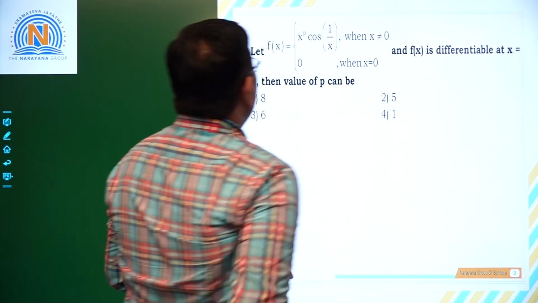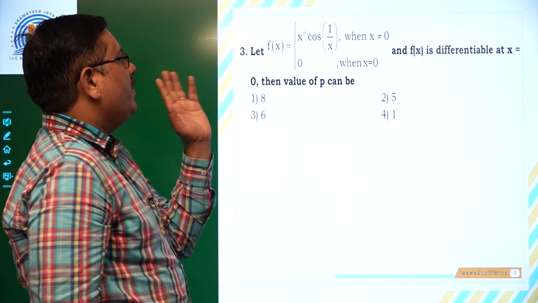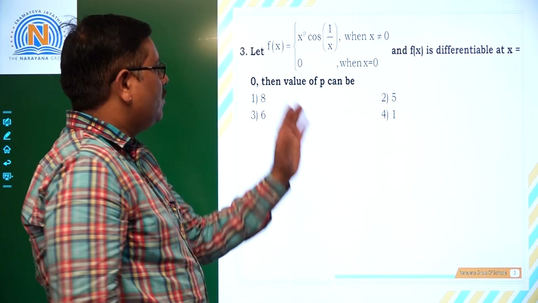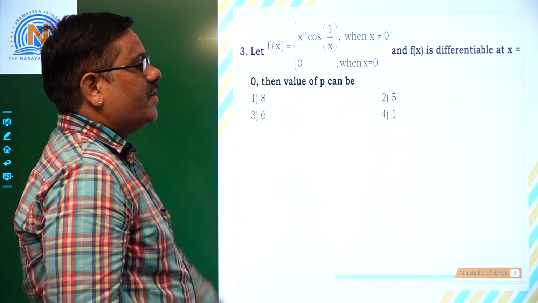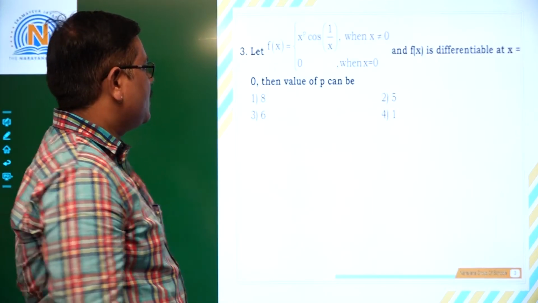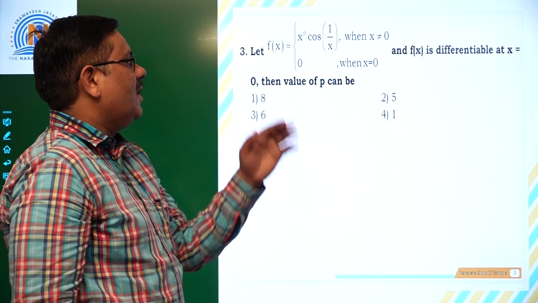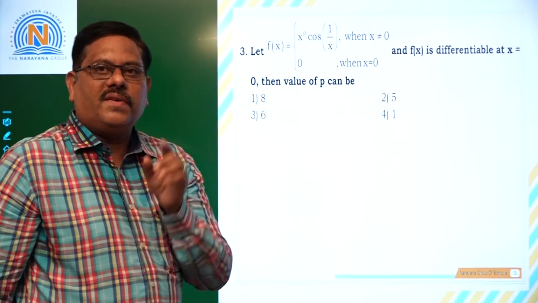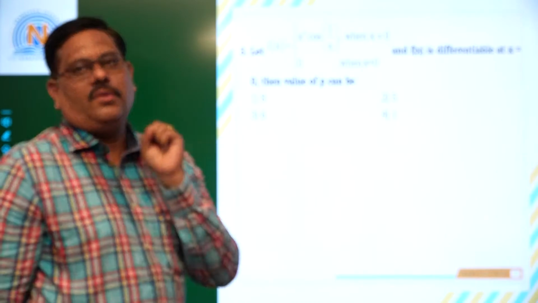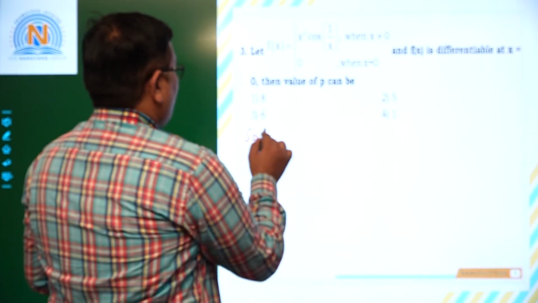Next, if f(x) is equal to x power p cos 1 by x when x is not equal to 0, and 0 when x is 0. Okay, f(x) is differentiable at x equal to 0, then the value of p can be. He is saying that it can be differentiable at x equal to 0 for certain values of p. What are the values? Let us see this.